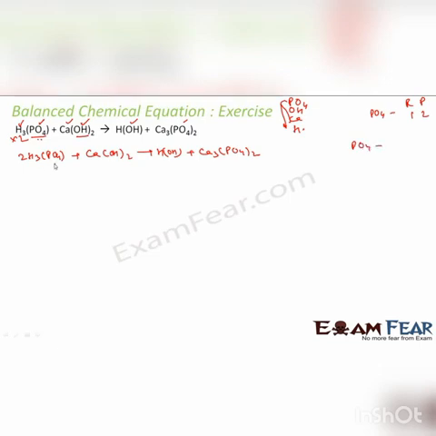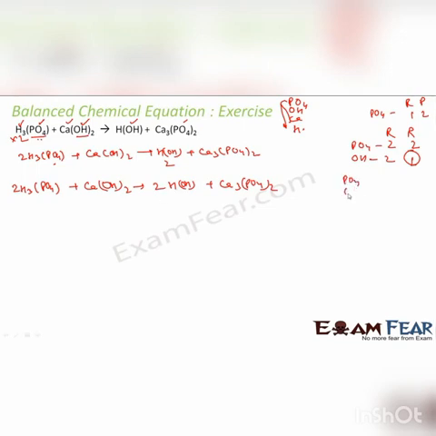Now again let's compare. PO4: we have 1 into 2 here, and here also we have 2. So PO4 is balanced. Now we'll see the OH part. In the reactant we have 2 OH, in the product we have only 1. So that means this is also not balanced. So let's multiply this with 2. So what you get here is 2H3PO4 plus Ca(OH)2 is equal to 2HOH plus Ca3(PO4)2.